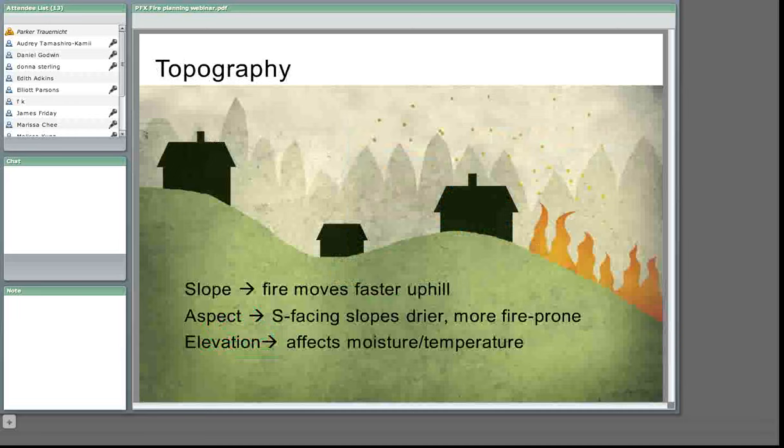Topography also plays a big role. So this is understanding the fire environment, trying to get your head around the place that you're thinking about as a land manager. Fire moves faster uphill. South-facing aspects tend to be drier, will burn more intensely and potentially faster. And then elevation, there's a pretty strong relationship in Hawaii with moisture primarily. So higher elevations tend to be moister than lower elevations, which can reduce fire risk to some extent.